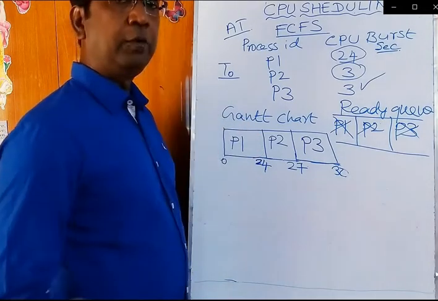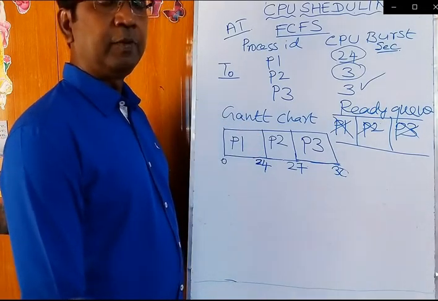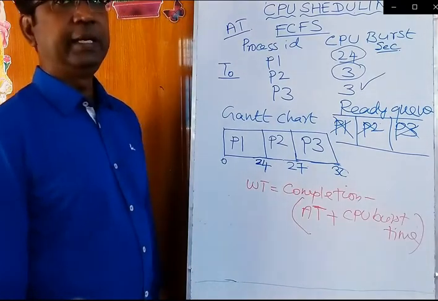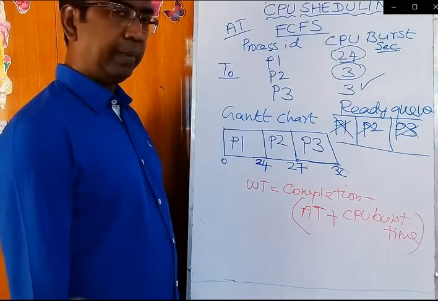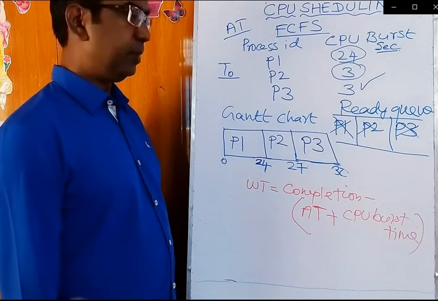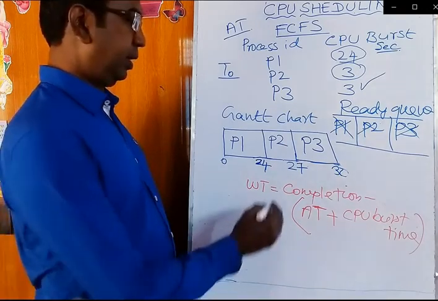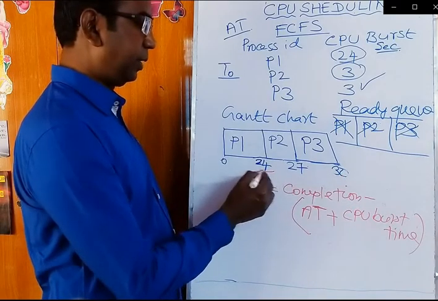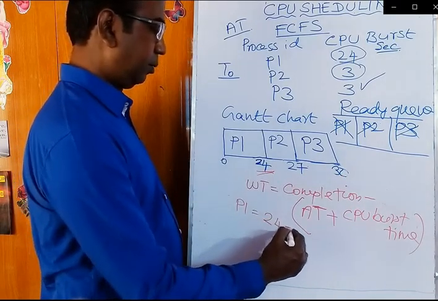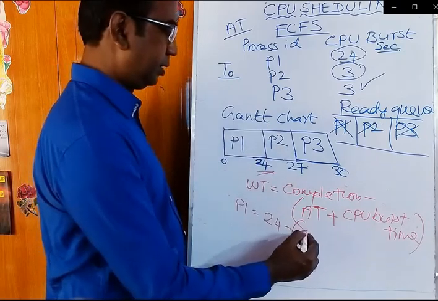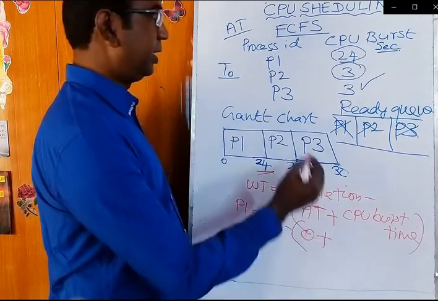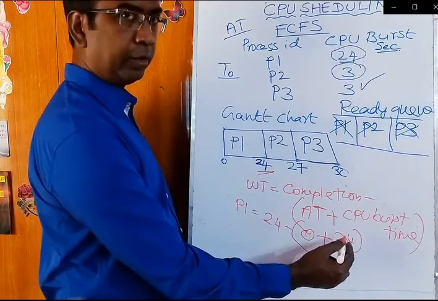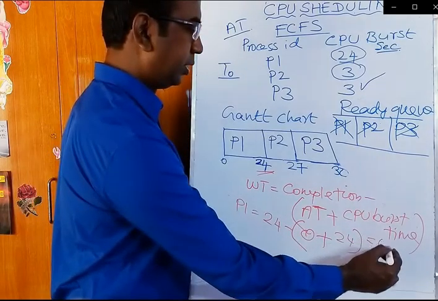So how to calculate according to the formula? What is the waiting time formula? Waiting time equals completion time minus arrival time plus CPU burst time. Let us consider process P1. What is the completion time for process P1? 24 minus the arrival time, 0, plus the CPU burst time, 24. So 0 plus 24 equals 24, and 24 minus 24 equals 0.